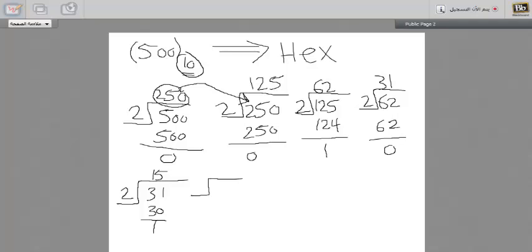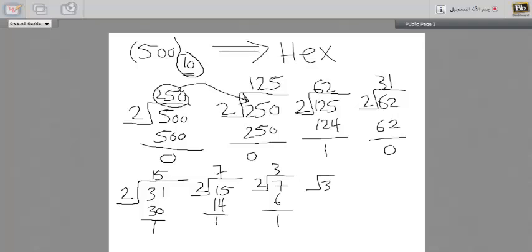Okay, now we have the 15. The 15 divided by 2, we have 7. 7 times 2 is 14. And the remainder is 1. Now we have the 7. 7 divided by 2 is 3. 3 times 2 is 6. And the remainder is 1.